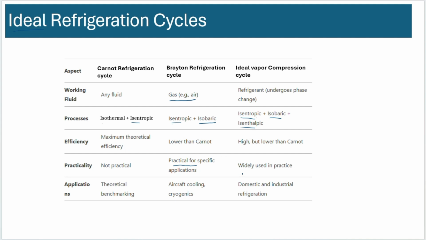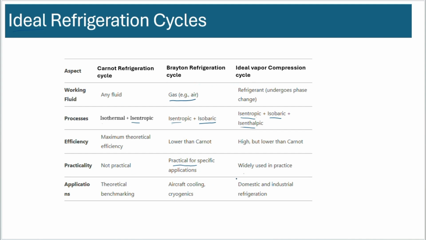Okay, it's widely used. Again, when I say it's widely used, it's the non-ideal versions of these that are widely used. There are no non-ideal versions of Carnot that are possible. At least there are some non-ideal versions of Brayton and vapor compression cycles possible.